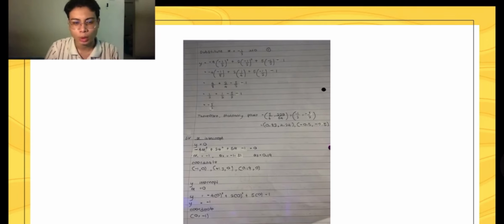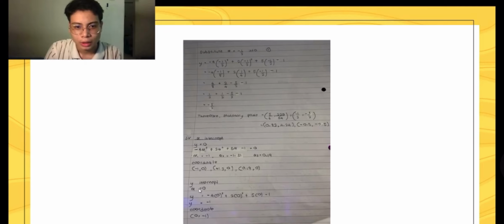Now, to find the x-intercept, y equals 0: -4x^3 + 2x^2 + 5x - 1 equals 0. Put the equation in the calculator and the final answer we will get is x1 equals -1, x2 equals -1.31, and x3 equals 0.19. For the coordinates, we will get (-1, 0), (-1.31, 0), and (0.19, 0).